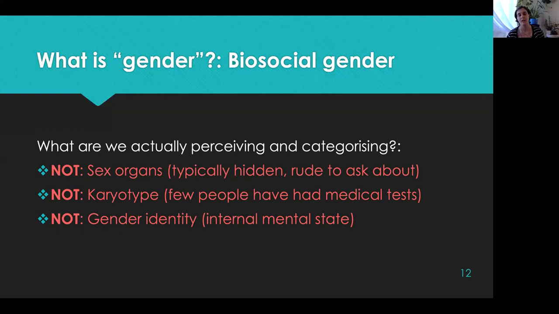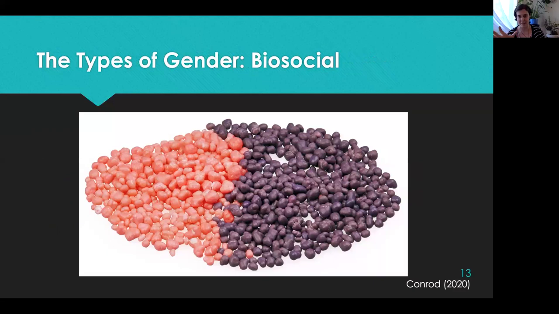So if you were here for Kirby's talk, you might recognize this image. It's just a great example for how we can start thinking about the way we categorize people. So these are Nerds candy, very popular in the States. I don't know whether you can get them here, but we should, they're delicious and great for this analogy. So we've got these two colors, pink and purple, and we've poured them out of the box. They come in these two little halves of the box. And so when you pour them out, they're in two little piles next to each other. And they're broadly separated into categories with pink on one side and purple on the other.